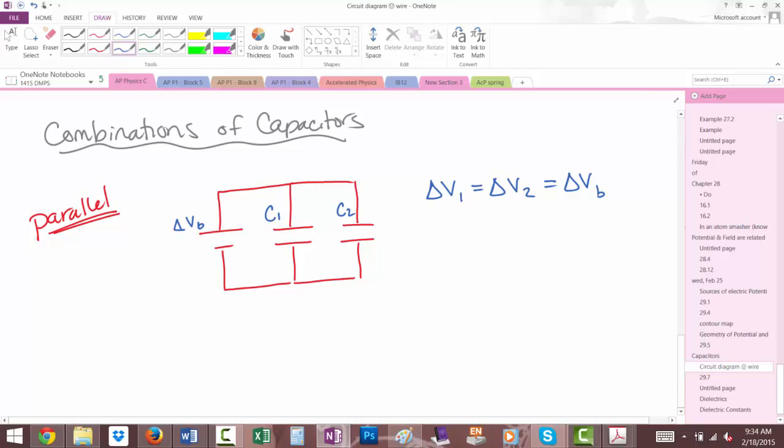Tell me about the amount of charge that is stored on this system versus if there was just one. It's twice as much, assuming they're the same capacitor. We don't know necessarily that they are. So tell me about the total amount of charge stored. It's C1 plus C2. Does that make sense to people?